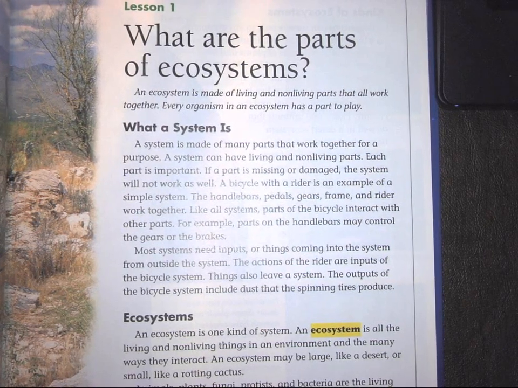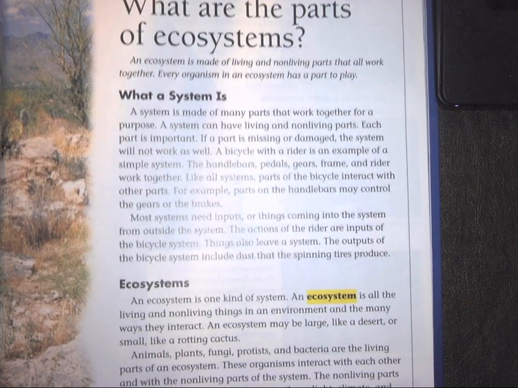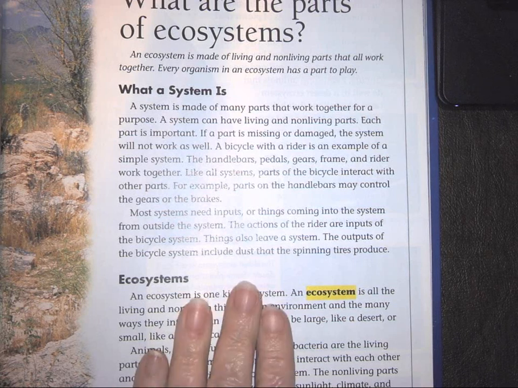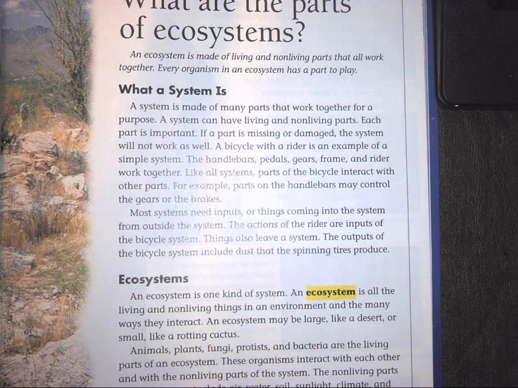Hello everybody. We are looking at our lesson for science chapter 3 review. Alright, we're going to go through our pages here and I'm just going to review with you some important pieces and parts. So an ecosystem, we talked about an ecosystem, or you read about an ecosystem. It's the living and non-living things working together.